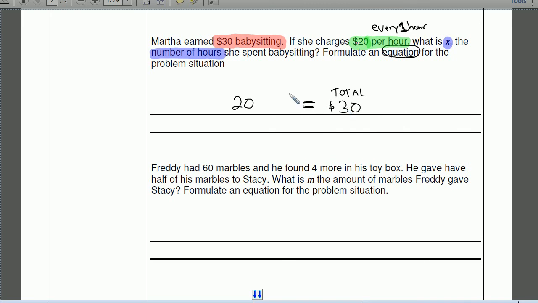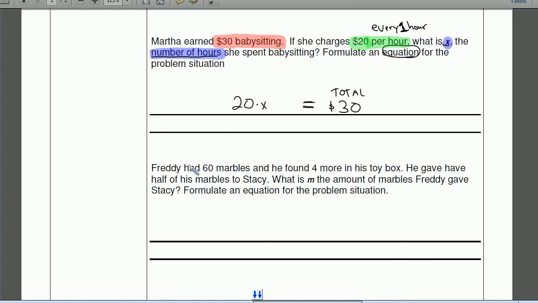We don't know. But we do know that we'll have to multiply $20 times the number of hours. So the number of hours in this case is represented by the letter x. So I'm going to multiply that 20 times x. And that's my equation. Okay, hopefully this is coming together for you in your head a little bit more. We're going to be doing a lot more practice problems like this tomorrow in class. So that's why I wanted you to go ahead and fill this out tonight.